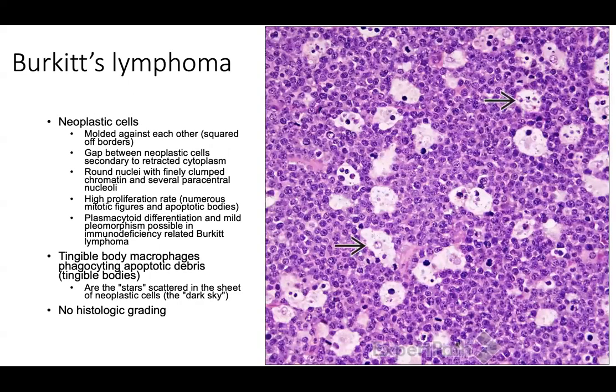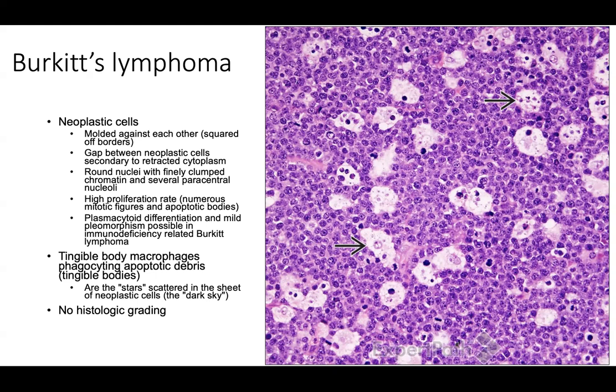So Burkitt lymphoma has this starry sky appearance. They say stars in the dark sky, as you can see here, with these tingible body macrophages separated throughout the neoplastic cells. So the neoplastic cells are usually molded against each other. They have these kind of very squared off borders because they're smushed together and they're kind of changing the contours of the nuclei.